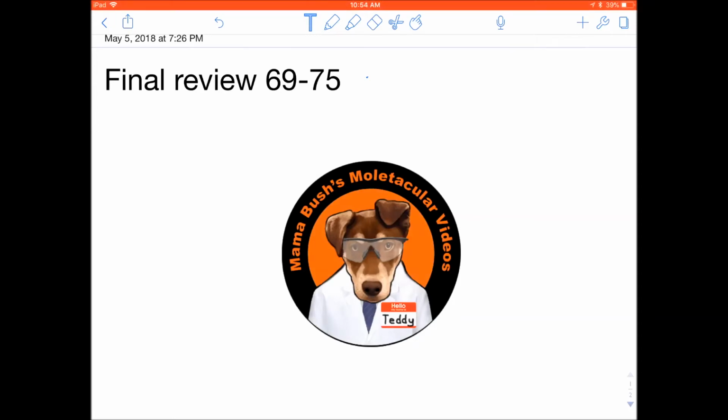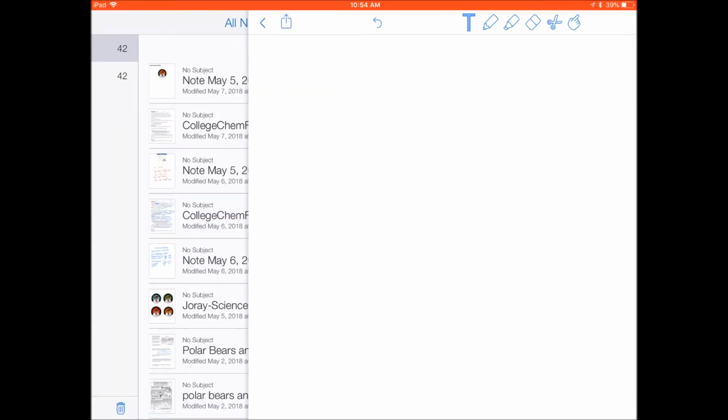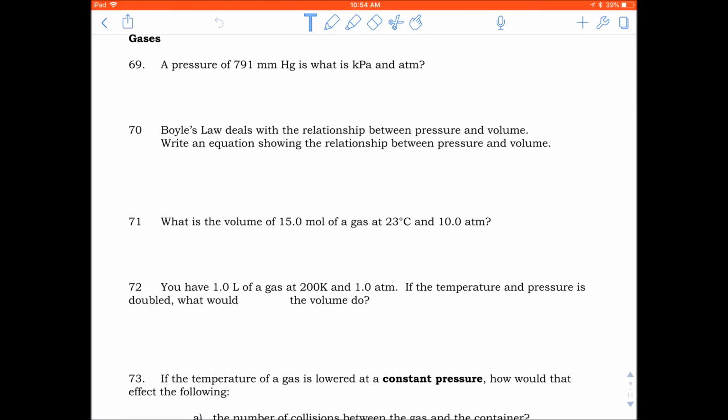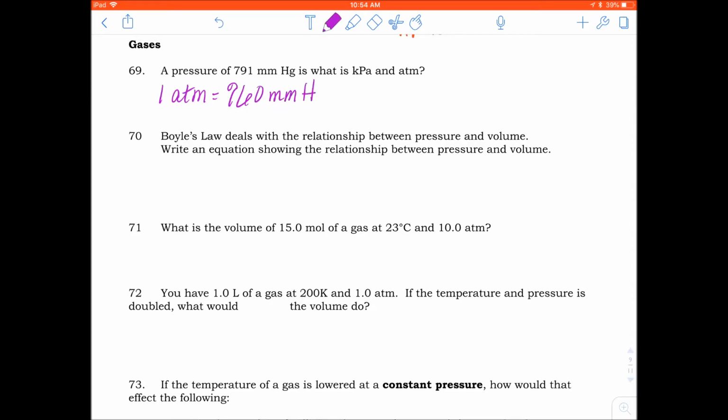All right, getting towards the end, now we're into gas laws. Starting with question 69. A pressure of 79 millimeters mercury is what kilopascal measurement in atmosphere? Well, first of all, you need to remember that 1 atmosphere is equal to 760 millimeters of mercury and is equal to 101.3 kilopascals. So we just need to do a metric conversion here.